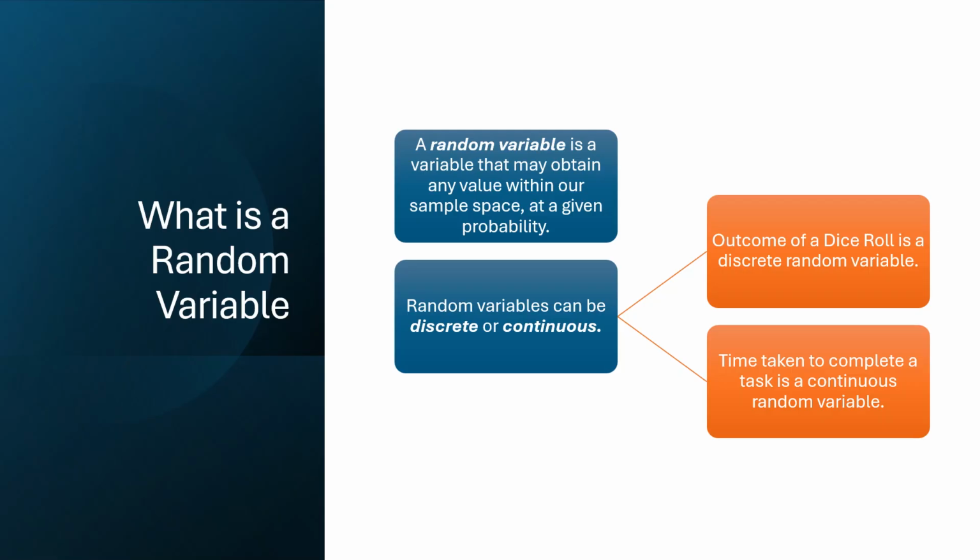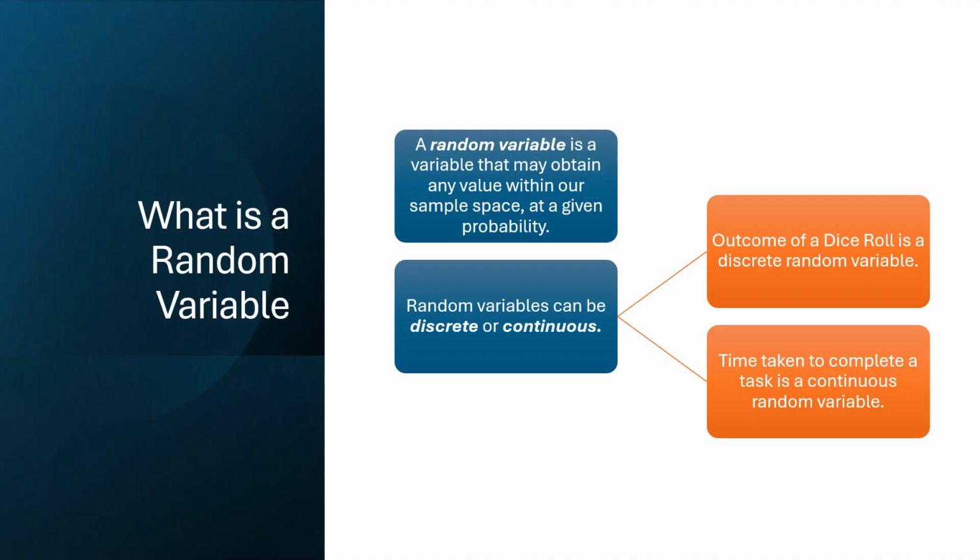Random variables can be discrete or they can be continuous. Outcome of a dice roll is a discrete random variable because there are only 6 outcomes possible: 1, 2, 3, 4, 5, 6. And each have a probability of 1 by 6.